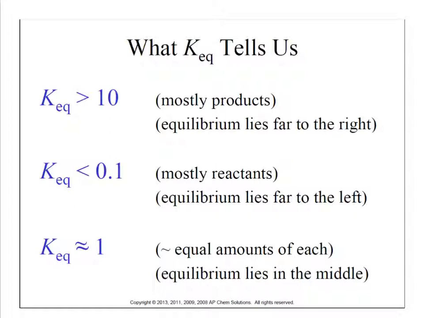This is what you need to know, and don't just memorize this. Really try and understand what it is I'm talking about here, why it is that if KEQ is greater than 10, we say that's mostly products, so equilibrium lies far to the right. It's going to go towards the products. But if KEQ is less than 0.1, we say, hey, it's mostly reactants. Doesn't really go that far towards products. And if KEQ is 1 or pretty close to 1, we're going to have relatively equal amounts on both sides. This one is going to be the most rare.